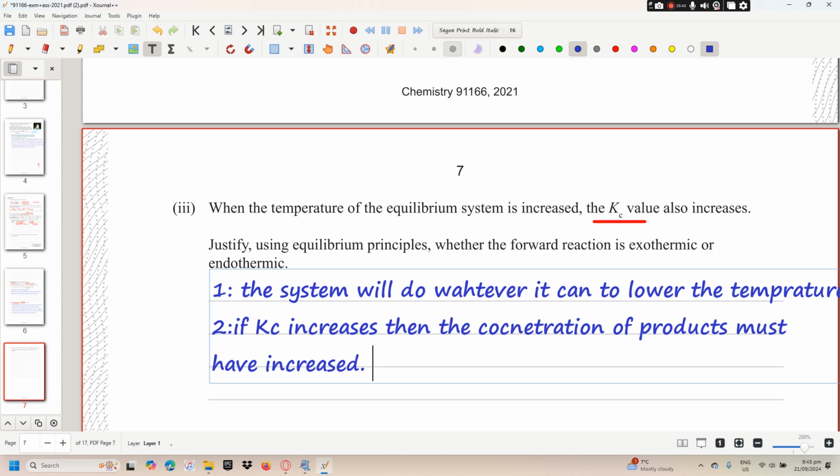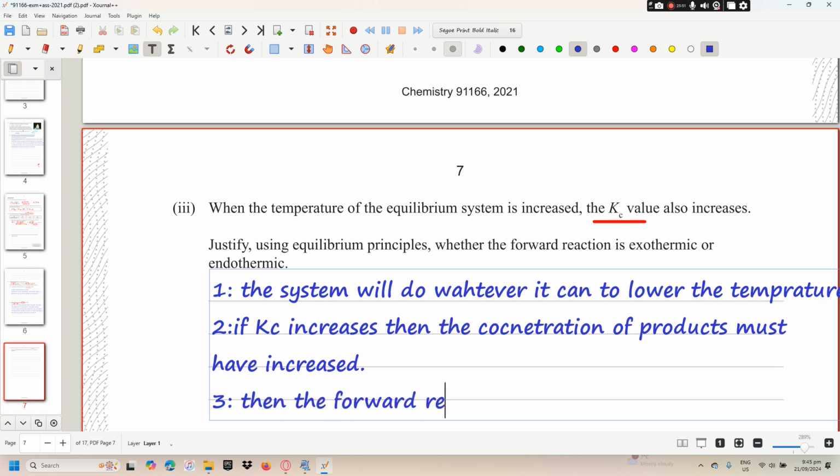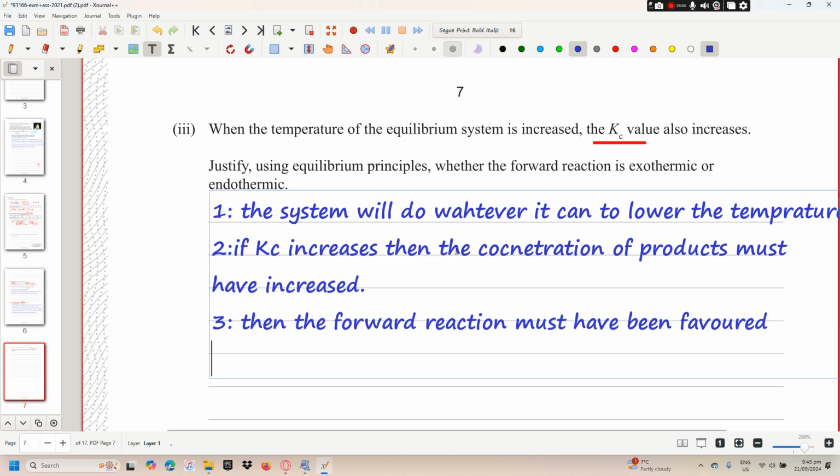Concentration of products must have increased if Kc increases. Okay? Now, if the concentration of products increases, then the forward reaction must have been favoured. Concentration of products increases, forward reaction must have been favoured. And so the forward reaction was favoured, and the system will do whatever it can to lower the temperature.